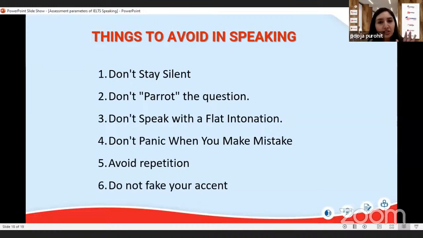You don't need to copy anything. Stick to your native accent. Just pronounce the words correctly, accurately, and you'll score well for your IELTS speaking test.